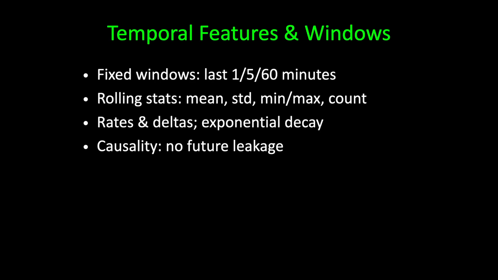And causality is non-negotiable. When computing a feature for time t, include only events at or before that time. When you shift windows or compute rolling stats, verify no look-ahead slips in. In evaluation, use time-aware splits so the model simulates real deployment. Train on the past, validate on the near past, and test on the future.